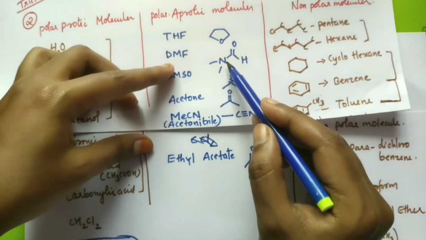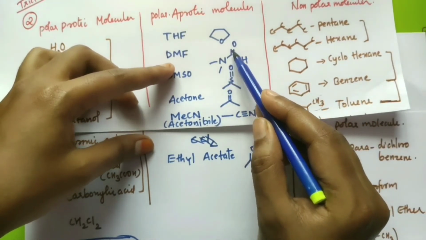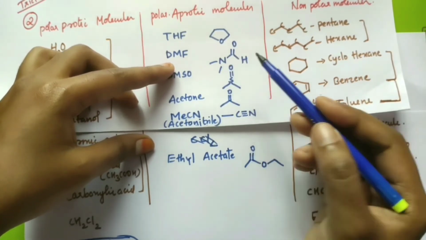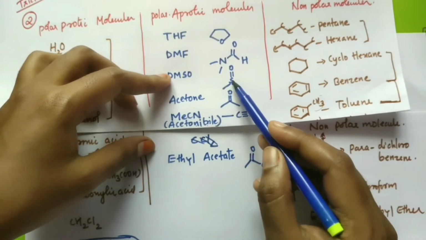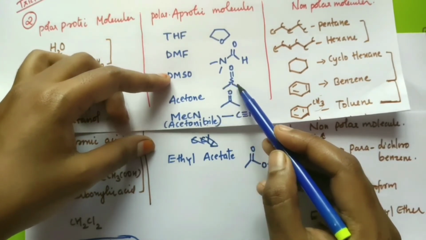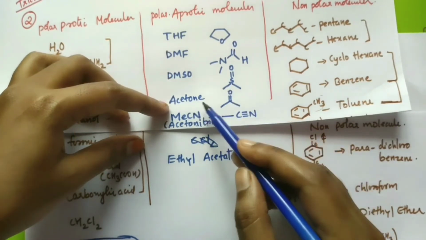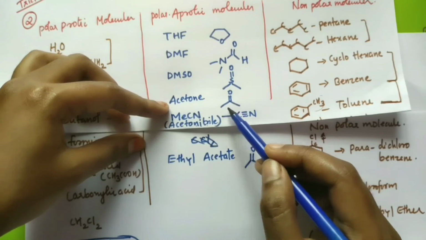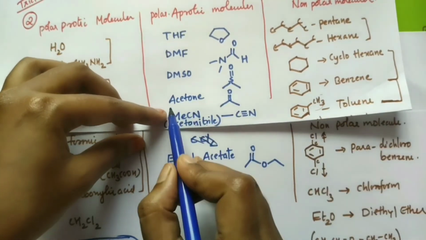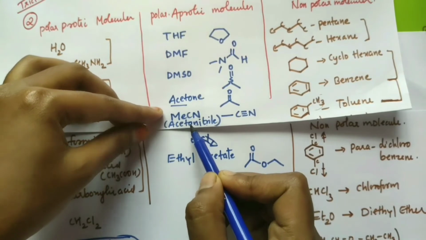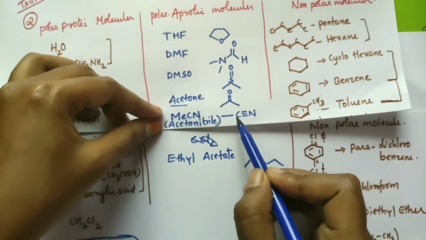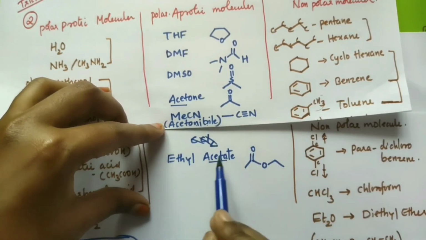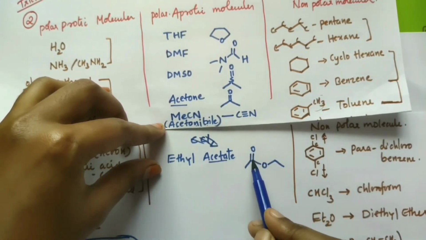The DMF structure is with formaldehyde: there is a double bond O attached to carbon, which is linked to nitrogen and hydrogen. In DMSO, a sulfur is attached to a double bond O and two methyl groups. In acetone, the carbon is directly linked to an oxygen, and it is also attached to two methyl groups. And from the name acetone, we get the next one, acetonitrile, which has a C triple bond N. From acetonitrile we get acetate, which acetate? Ethyl acetate.